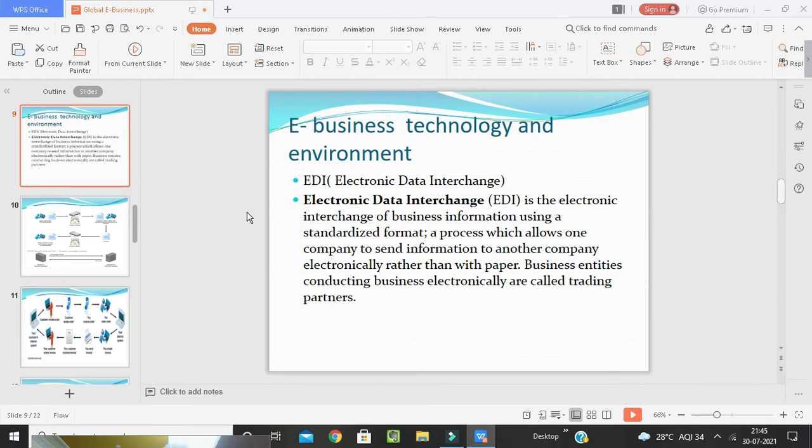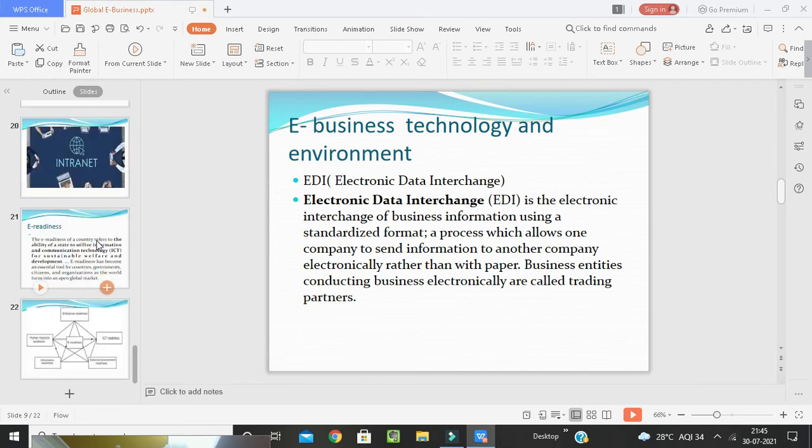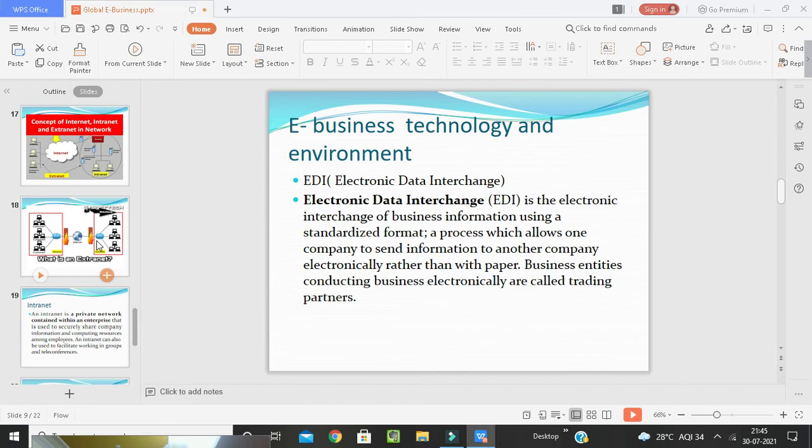That means we are having electronic data interchange, internet, intranet, extranet, and e-readiness. These are the 5 stages through which we come to know the e-business technology and environment. First one is EDI, electronic data interchange. What do you mean by electronic data interchange? Electronic data interchange is an inter-exchange of business information using a standardized format, a process which allows one company to send information to another company electronically rather than with paper. Business entities conducting business electronically are called trading partners.